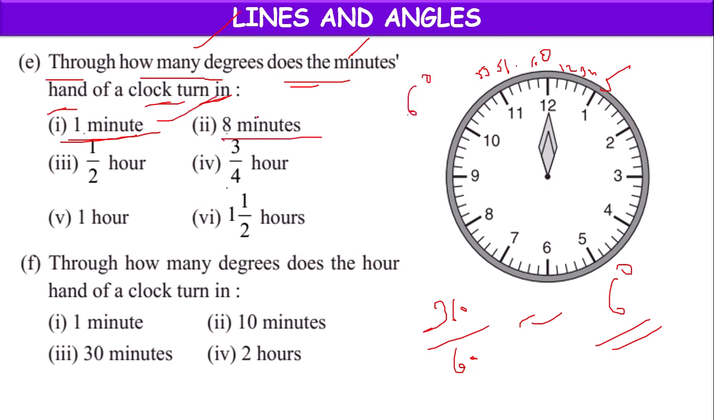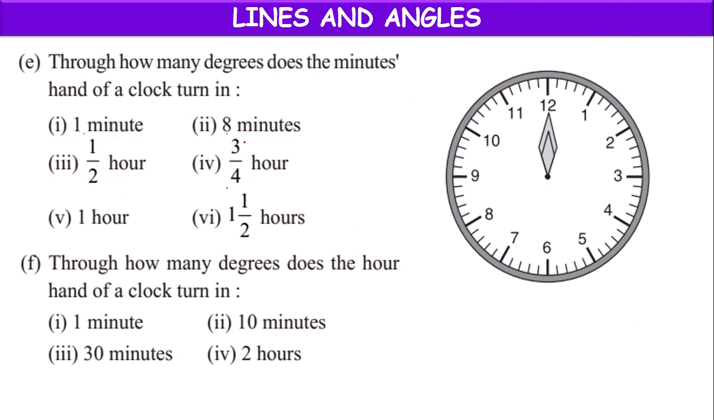In 8 minutes, it will turn an angle of 8 into 6, 48 degrees. In half an hour, means 30 minutes, it will turn an angle of 30 into 6, 180 degrees. In 3 by 4 hour, means it is equal to 45 minutes, it will turn an angle of 45 into 6, 6 5 is 30, 6 4 is 24, 270 degrees.